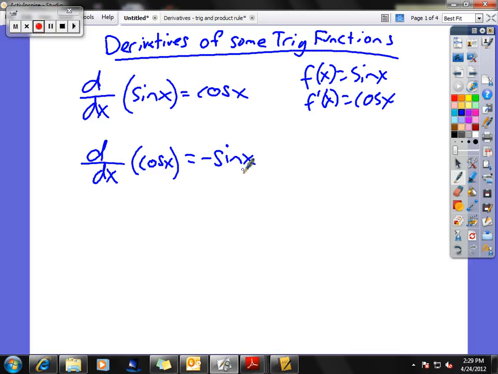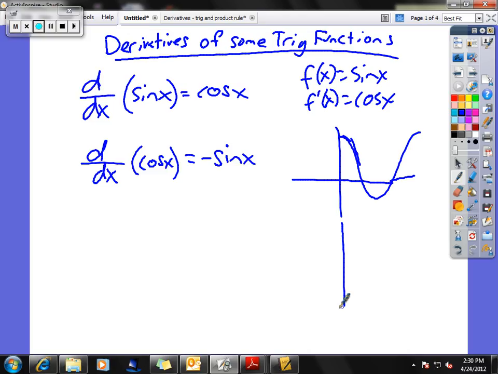Well, remember that the derivative is another way to say the slope of a tangent, right? So if you look at the graph of a cosine function, maybe we should just do that real quick since you guys are asking about it. Cosine looks like this, right? So look at the slopes here in the beginning. These slopes are negative, right?